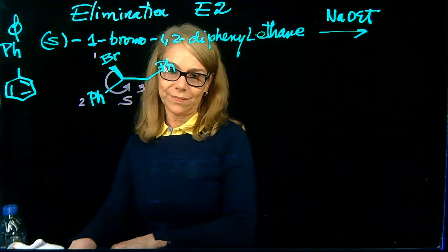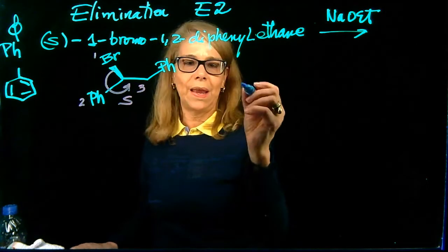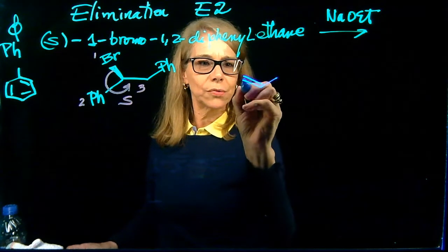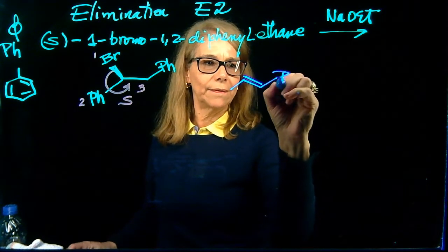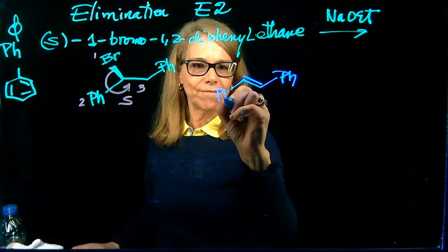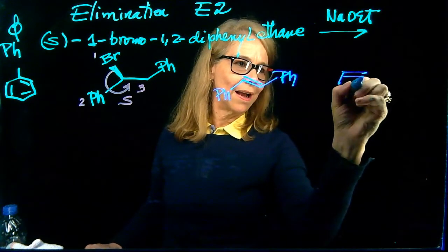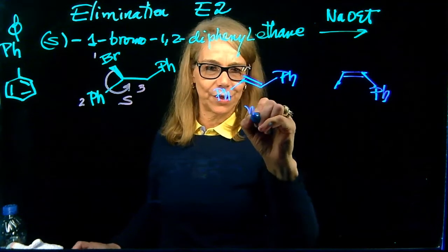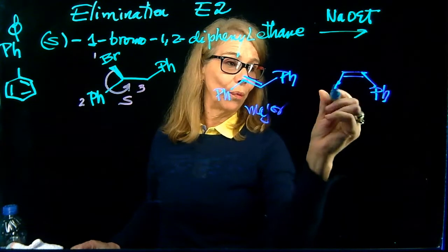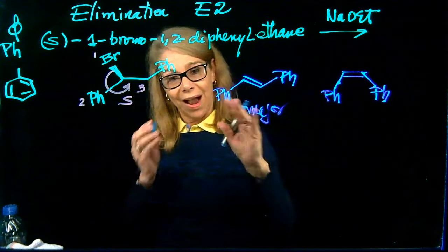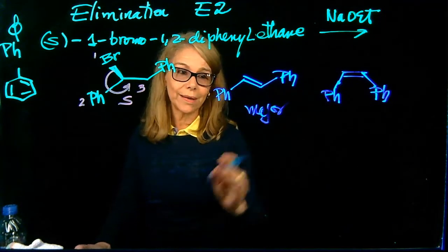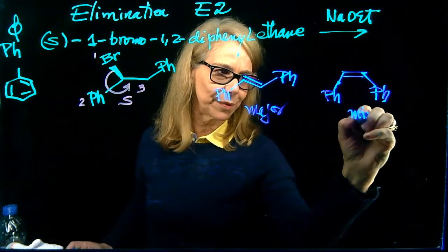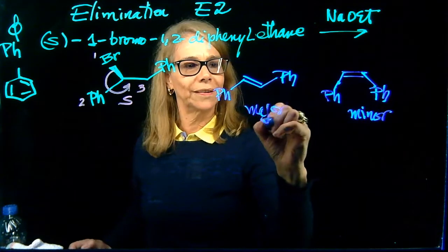Products, it says in the problem, are the trans-stilbene and the cis isomers. And it also says that the trans is the major product, and the cis obviously is a minor. We're going to explain how this is formed and why this is the major product.